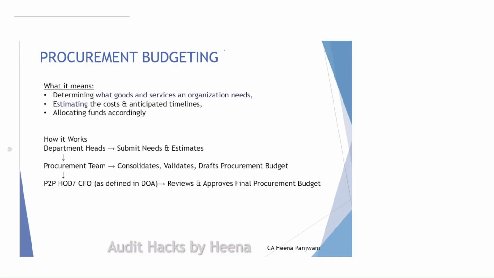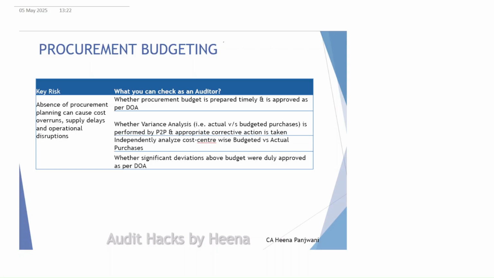Now, delegation of authority or DOA is nothing but an approval matrix which is there in any organization which specifies who can approve what transactions or take what decisions and whether there are any thresholds for such approvals. Absence of a well-defined procurement budget can result in unplanned purchases and excess costs. Hence, as an auditor, you can check whether there's a procurement budget that is prepared timely and approved as per DOA, whether a variance analysis is performed by the procurement team, wherein they compare actual purchases with the budgeted purchases and check if any corrective action needs to be taken.